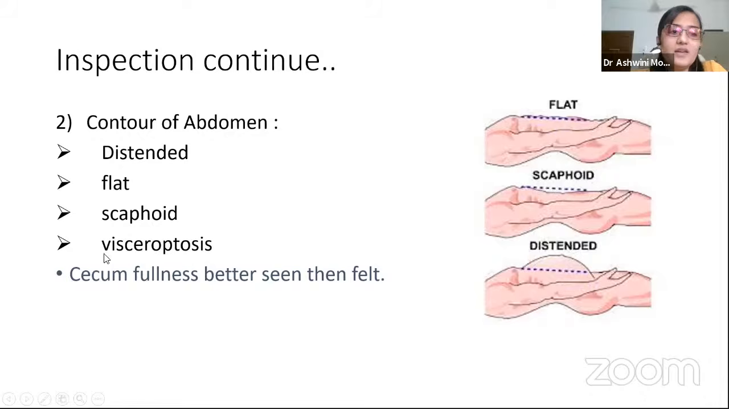Visceroptosis I have added here. That is any viscera from an incisional hernia or any site that is coming out and making a bulge over the abdomen. That is visceroptosis. We have to notice that also in the contour of the abdomen.